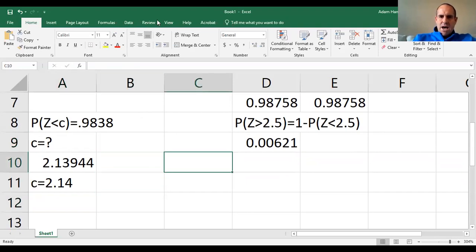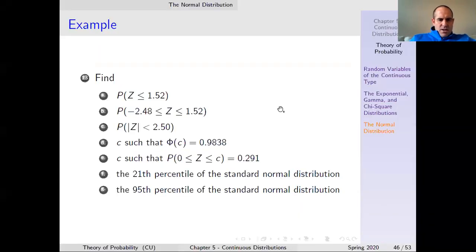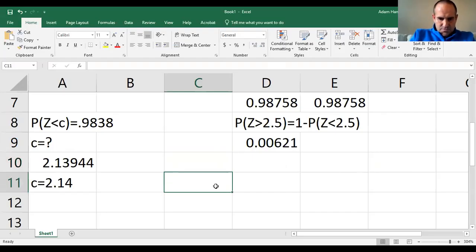All right. Back to the presentation. Find a C such that the probability that 0 is less than Z is less than C is 0.291. Let's think about that together. So I want the probability that 0 is less than Z is less than C to be equal to 0.291.